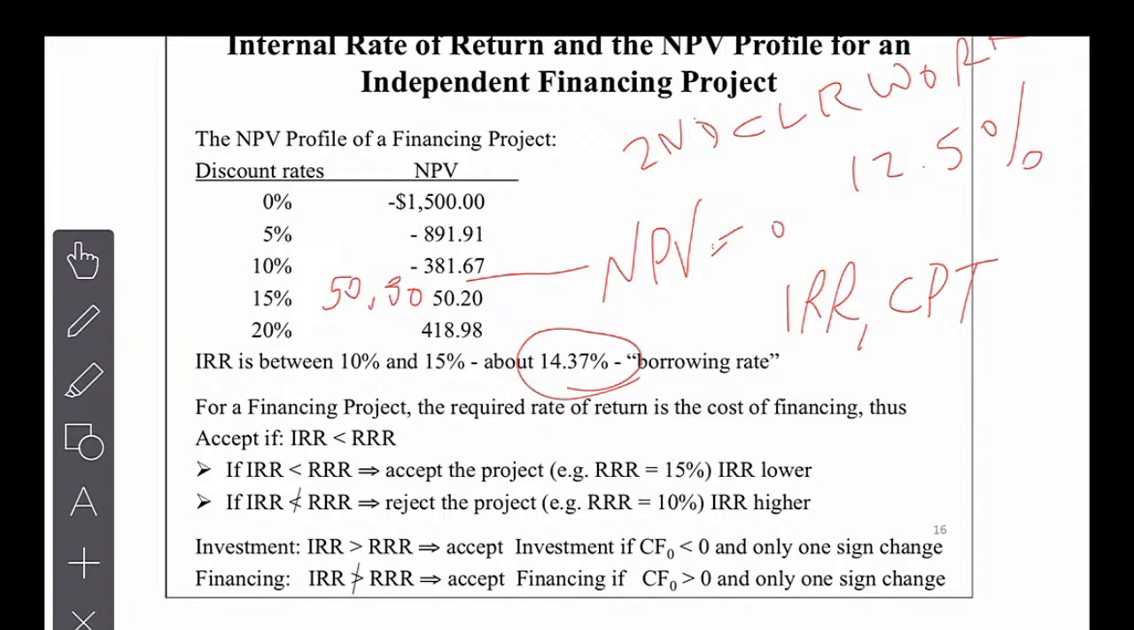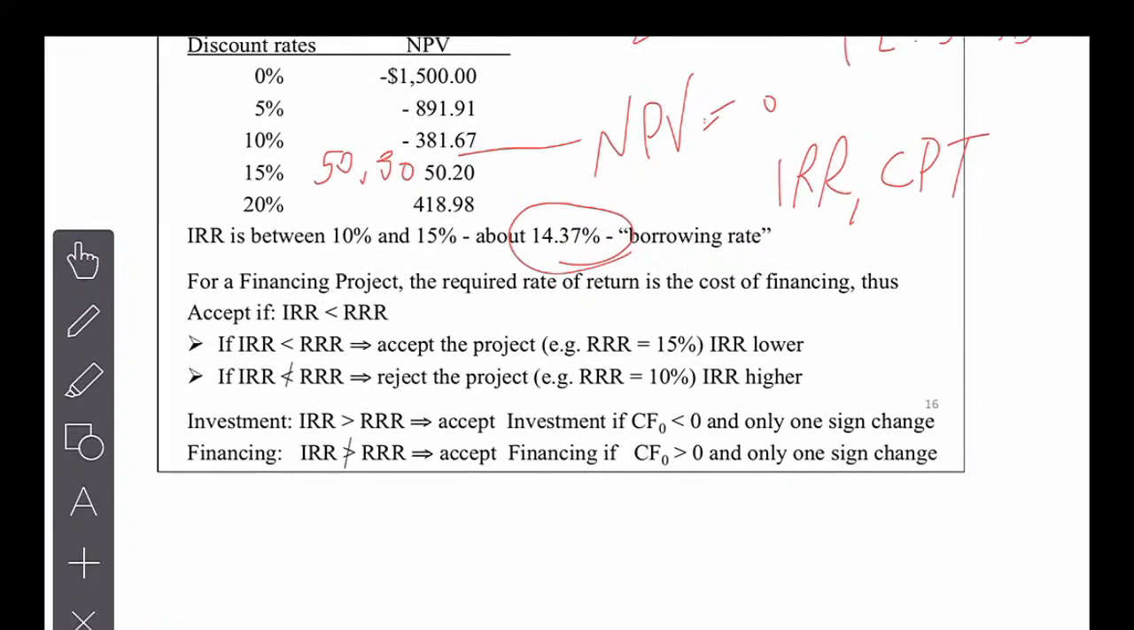If it's the reverse, you will reject the project. It's too high. It's not worth it. So we have a summary here. For investment projects, you want the rate of return to be high for the project, so the internal rate of return to be higher than what you preset. And for finance projects, you want it to be lower. You don't want it to be greater than. You want it to be lower because it represents a borrowing rate.